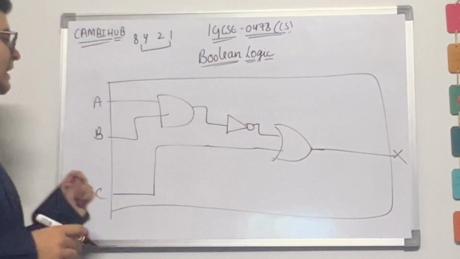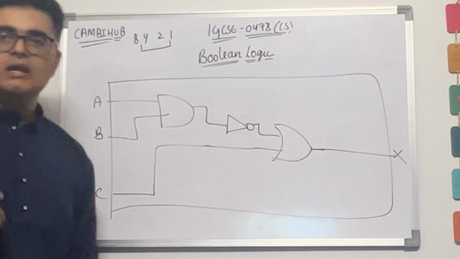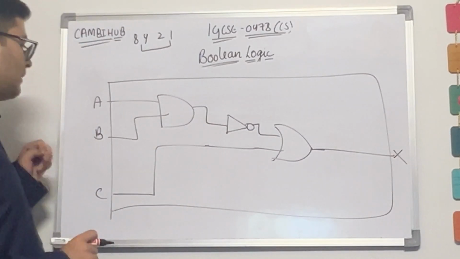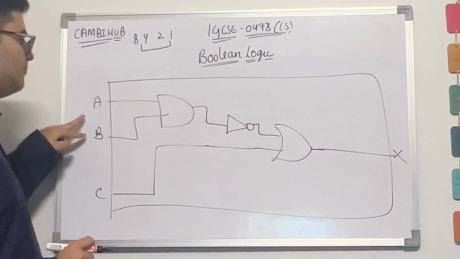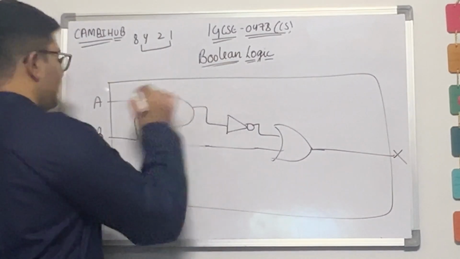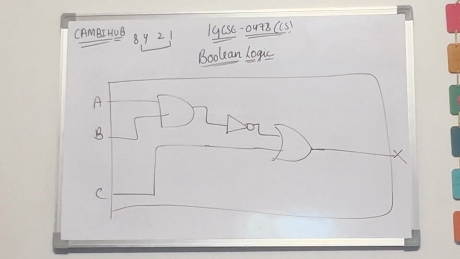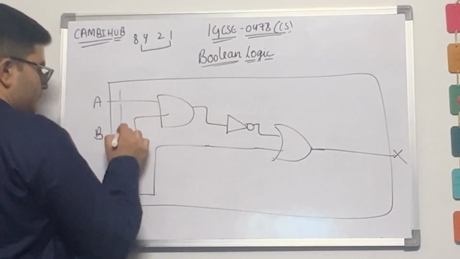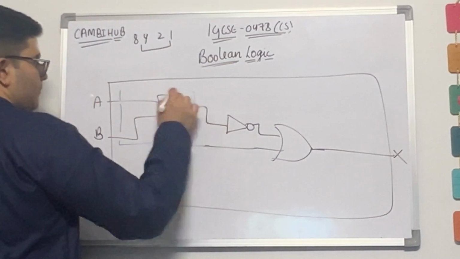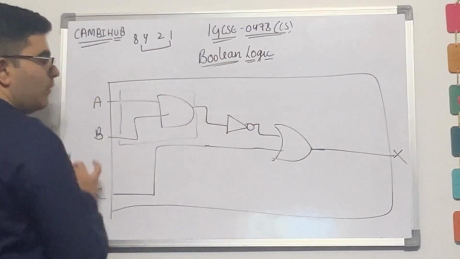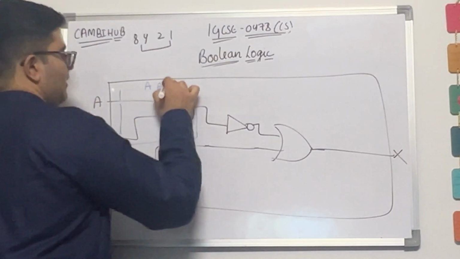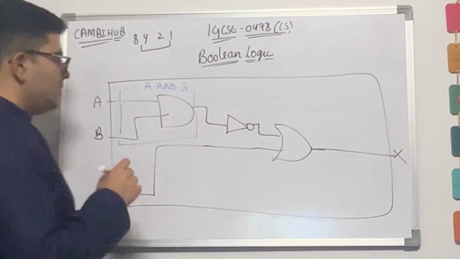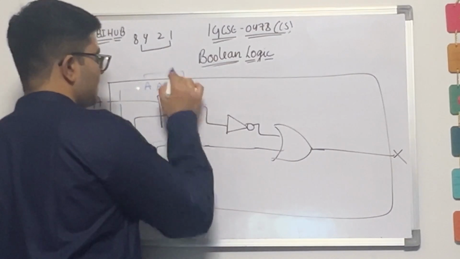Suppose you have to create an expression from this particular circuit. How do we do that? First, let's build a relation between A and B. So what you'll do is, you will highlight the section. Take a different colored pen or a pencil, highlight the section, and above the section, write what is happening. So what is happening? A and B is happening, right? Then the next step you have to do is, let's name this A and B as P.